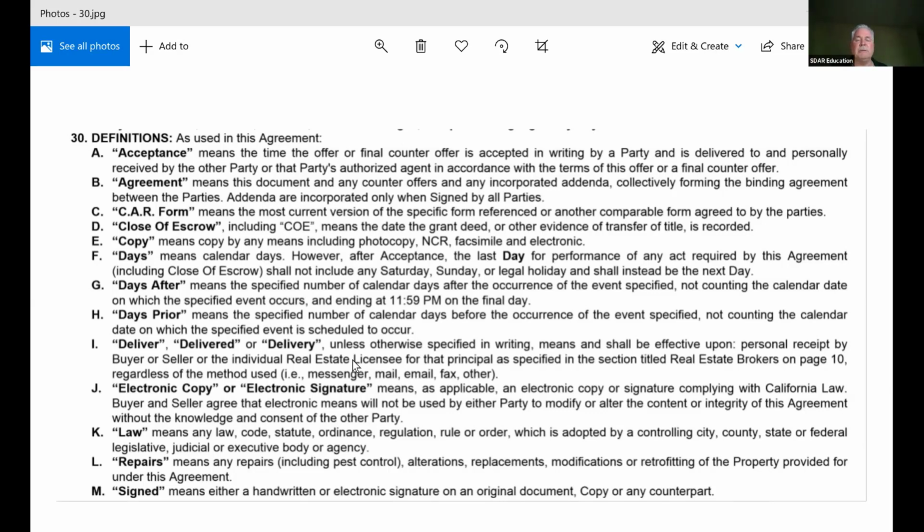All right. Repairs means any repairs, including pest control. Remember, no termite, okay? Pest control, alterations, replacements, modifications, or retrofitting the property provided for under this agreement. So any repairs that you're going to do, this is the bucket, okay? All right. Signed means either a handwritten or electronic signature on an original document, copy, or any counterpart. Okay, so we covered counterparts again. Hold it up to the light test. Same document twice, just the signatures on different pages. It's a contract. Everybody good?